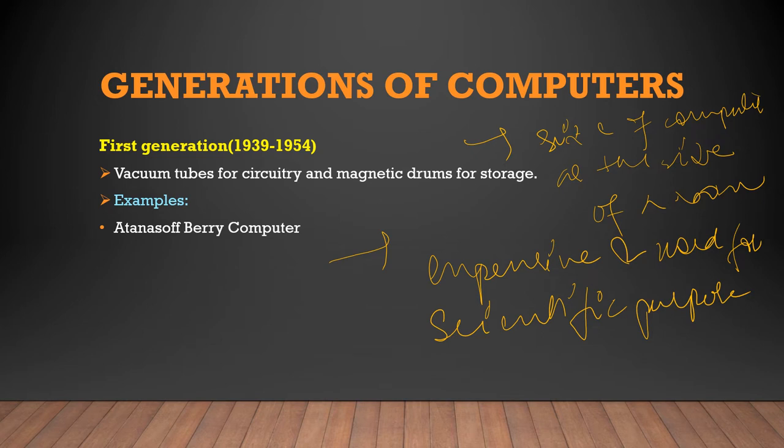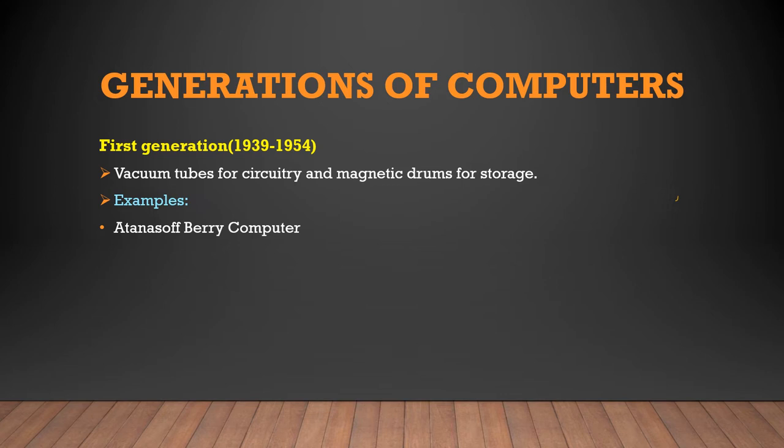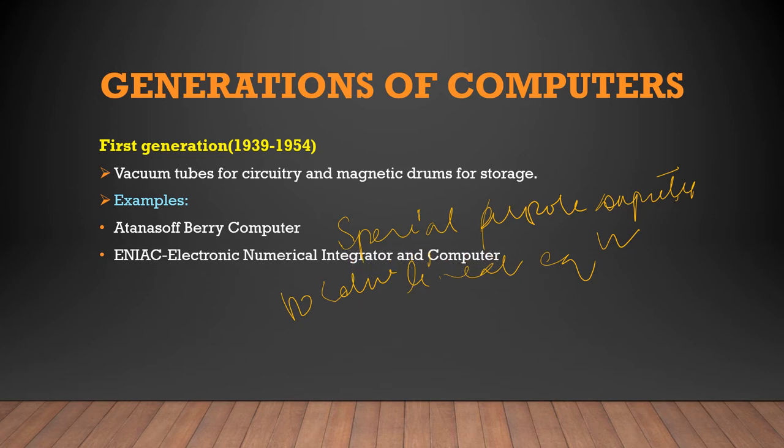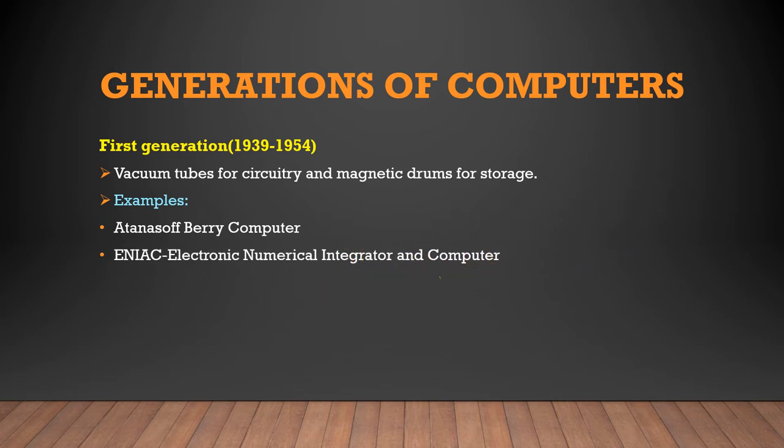First one is the Atanasoff Berry computer. It was the first electronic digital computer and it was a special purpose computer designed to solve systems of linear equations. Next is the ENIAC. It stands for Electronic Numerical Integrator and Computer. It was the first fully electronic general purpose computer.